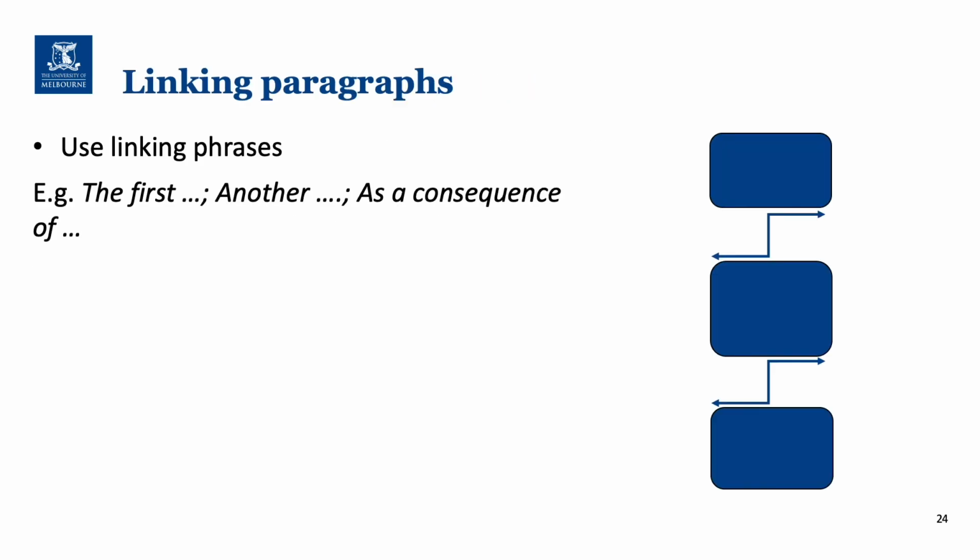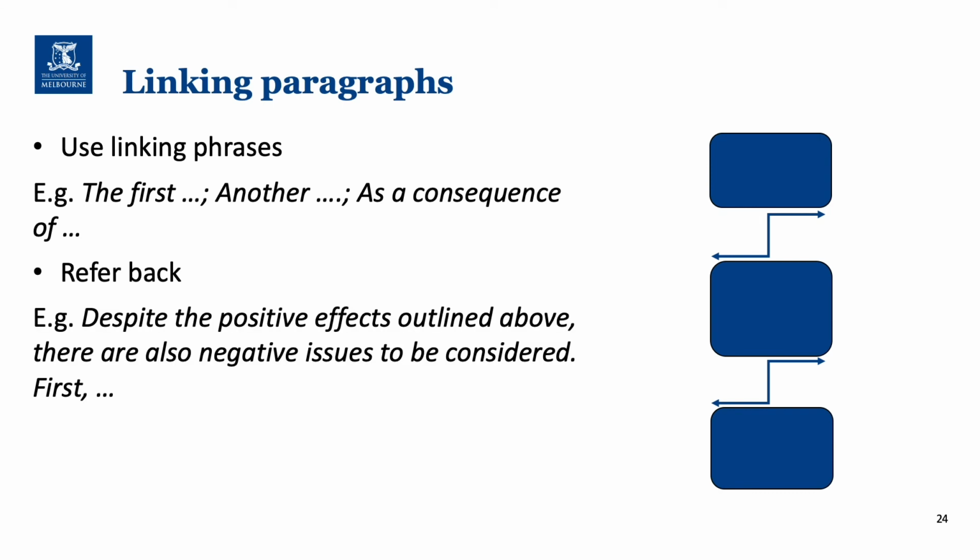When linking different paragraphs, you can use linking phrases such as these. You can also look back before you move forward by referring back to the previous paragraph, such as in this example. It's always important to make paragraphs part of a coherent whole text. They mustn't be isolated units unrelated to the whole piece.